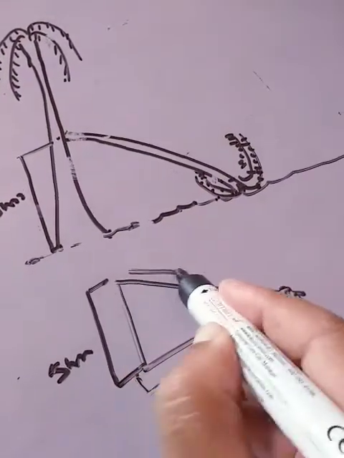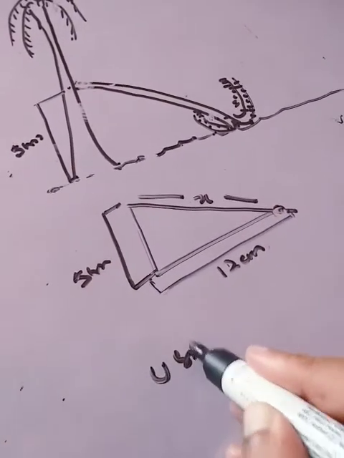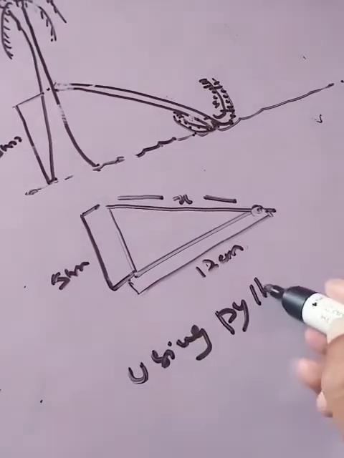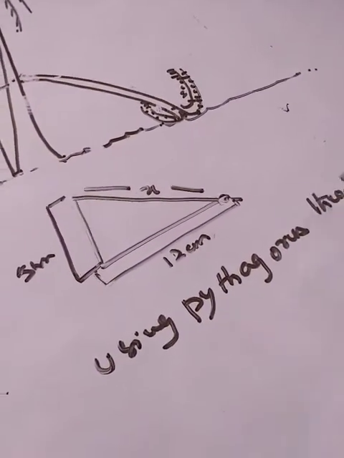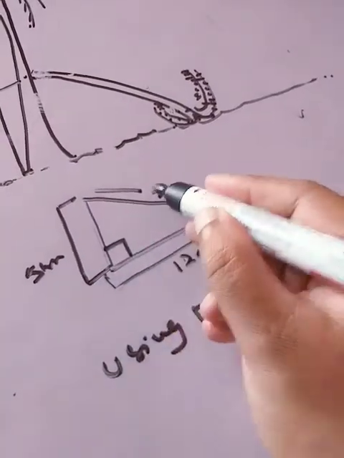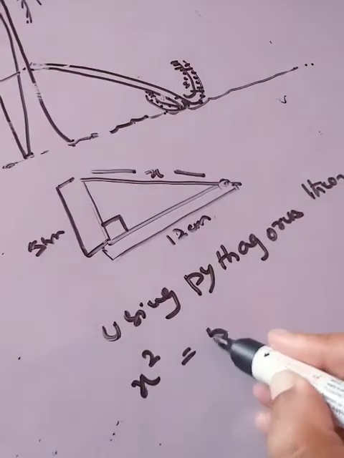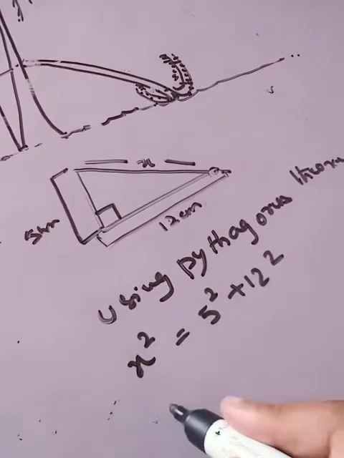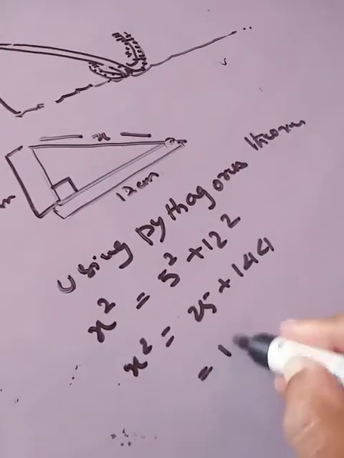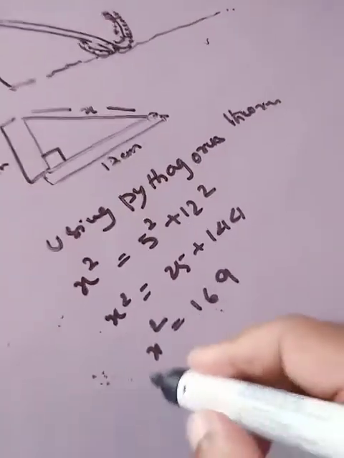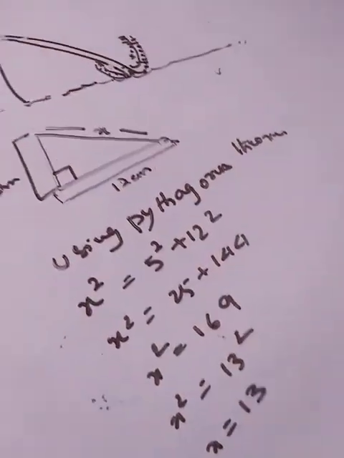So we'll get this part first, x. For this we can use the Pythagoras theorem. So you will write, using Pythagoras theorem, this is 90 degree, and opposite to 90 degree is always the hypotenuse. So x square equals 5 square plus 12 square. So x square equals 25 plus 144, so it will come 169. Now x square equals 13 square. Now what is the value of x? x is 13, isn't it?